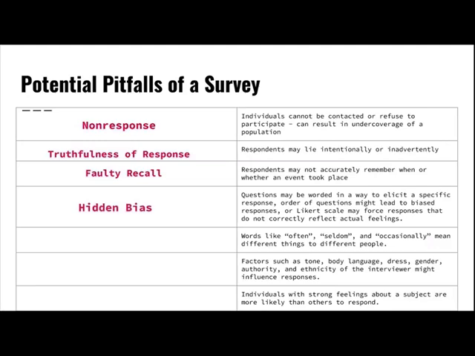Order of questions might lead to a biased response, or the Likert scale may force responses that don't correctly reflect actual feelings. Then we have vague wording. Words like often, seldom, and occasionally mean different things to different people. We have interviewer influence. Factors such as tone, body language, dress, gender, authority, and ethnicity of the interviewer might influence different responses. And lastly, voluntary response. Individuals with strong feelings about a subject are more likely to respond than others.